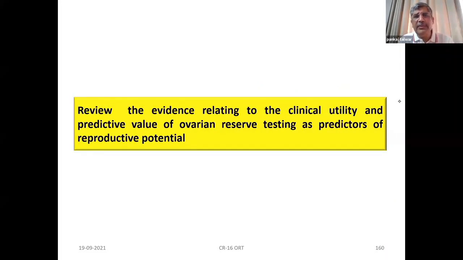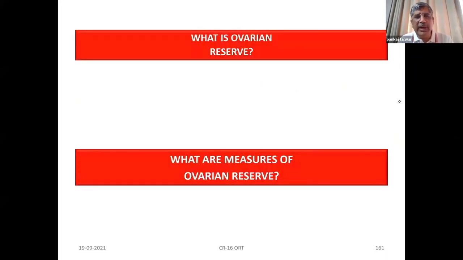So we're going to review the evidence. We're going to review a lot of things as we move ahead. I'm going to take a few important queries for you all. What is ovarian reserve? Normally people ask, ovarian reserve kya hota hai? What is ovarian reserve? It's a number. Let's talk about it more as we move ahead.